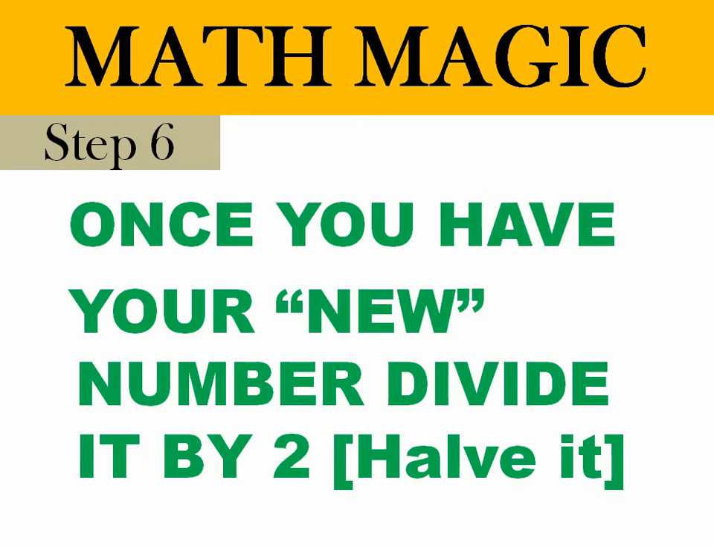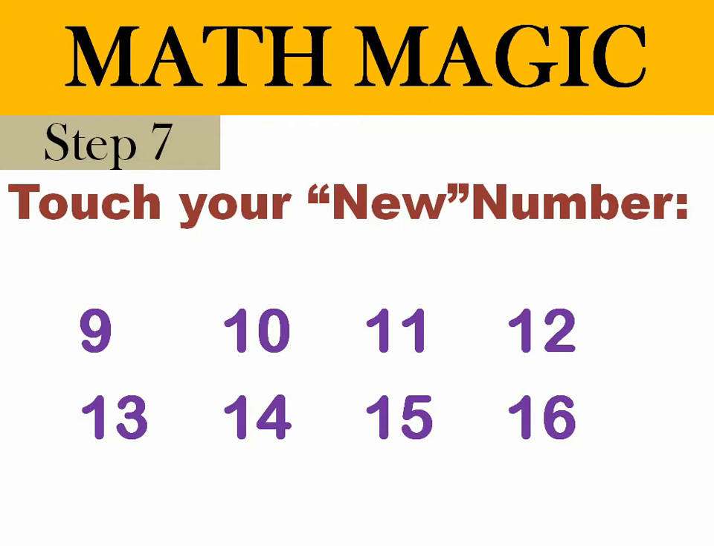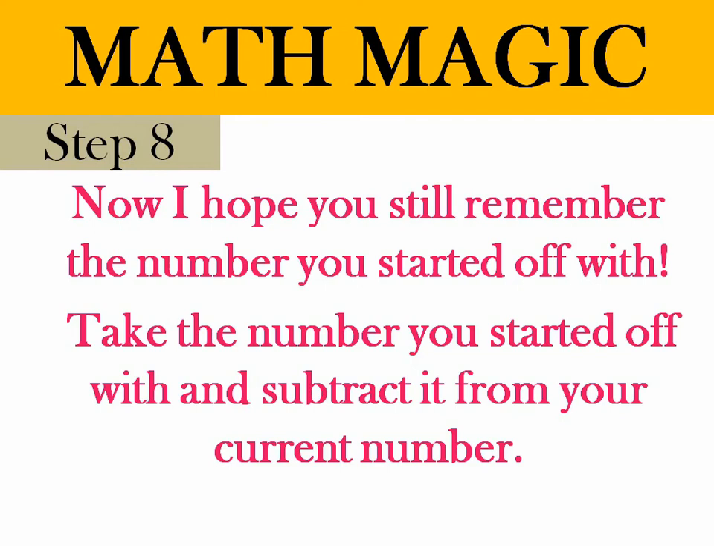And the step number 6, he said that once you have your new number, divide it by 2 or half it. And the step number 7 is the new number, you got it, so just touch it, the new number in the below given numbers. And the step number 8 says when you got the new number, you have to subtract from the previous one, which you just thought of, the starting number which is in step number 1, and the number which you got in step number 7, and subtract both the numbers and you got the answer.